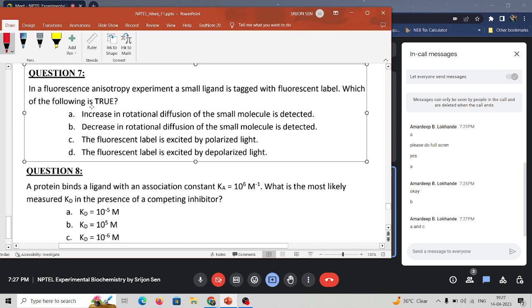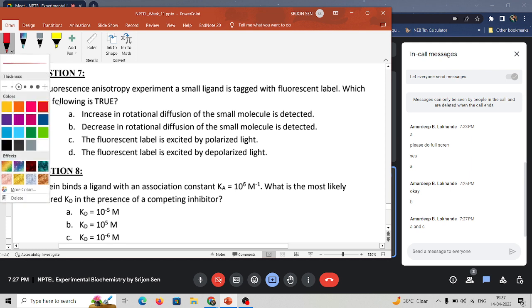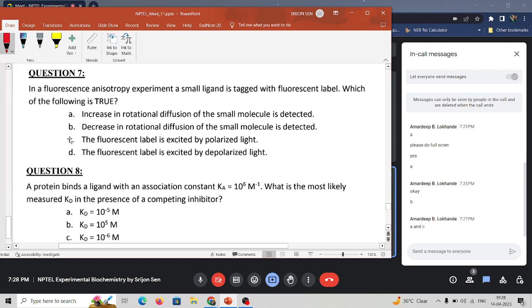Yes, option C is correct, but we actually detect the decrease in the rotational diffusion of small molecules. So this is actually B and C. We do not detect the increase in the rotational diffusion of the small molecule. We detect the decrease in the rotational diffusion of the small molecule, and the fluorescent label is excited by polarized light. Right? So that is correct.